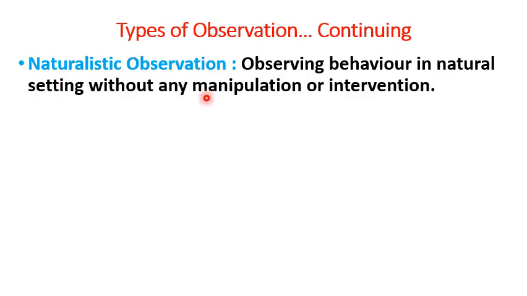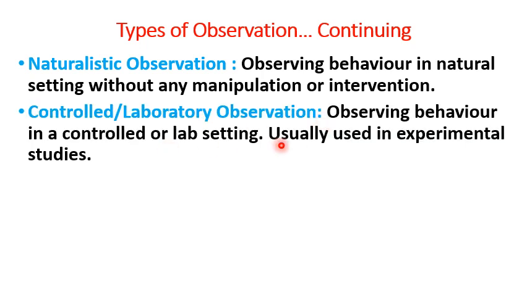The naturalistic observation, observing behavior in natural settings without any manipulation or intervention is called naturalistic observation. For example, the employees in a factory are observed in a natural situation. Then controlled or laboratory observation, observing behavior in a controlled or lab setting, usually used in experimental studies.